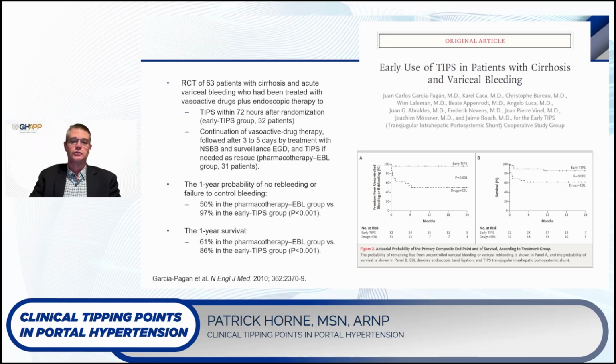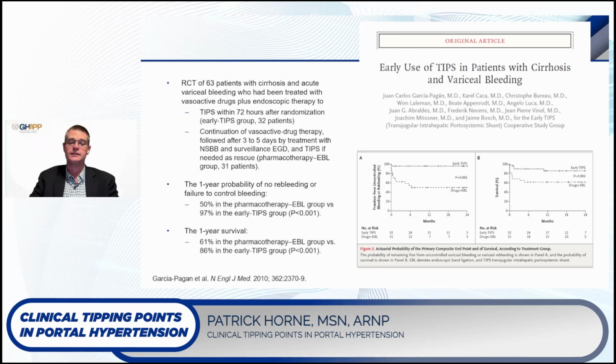So this is a randomized control trial, just sort of building on that earlier conversation we had about the use of early TIPS, specifically in patients with variceal bleeding. This was a randomized control trial of 63 patients with cirrhosis who all had acute variceal bleeding. They were treated appropriately with vasoactive drugs plus endoscopic therapy. And then, as you heard earlier, very similarly, randomized to either TIPS within 72 hours versus continuation of standard of care of that vasoactive therapy followed by non-selective beta blockers and surveillance with EGD. TIPS was used in that second group as a rescue if needed.